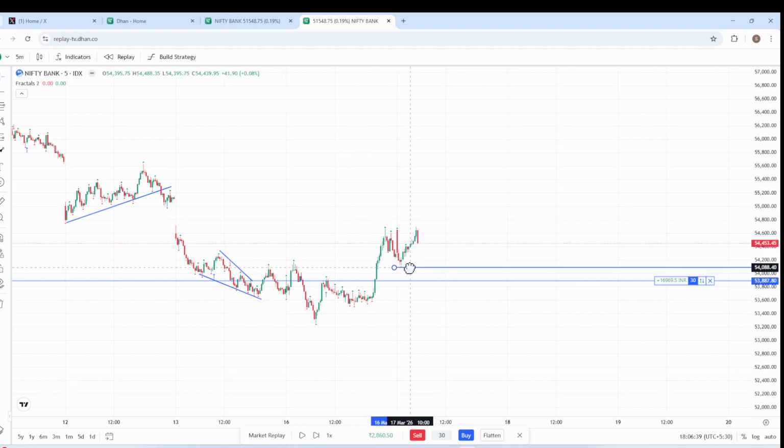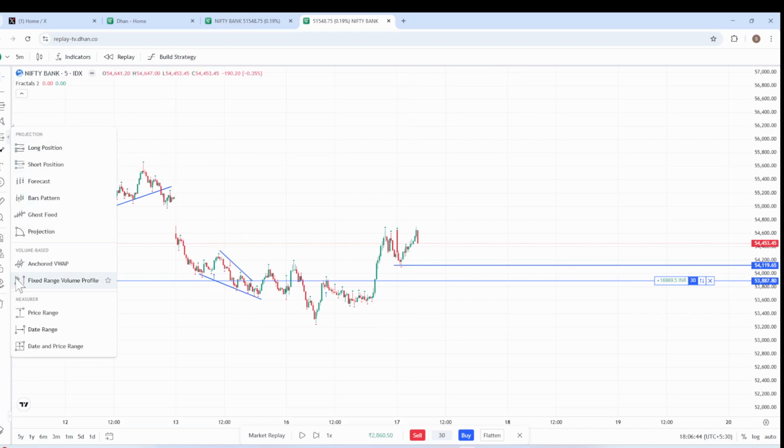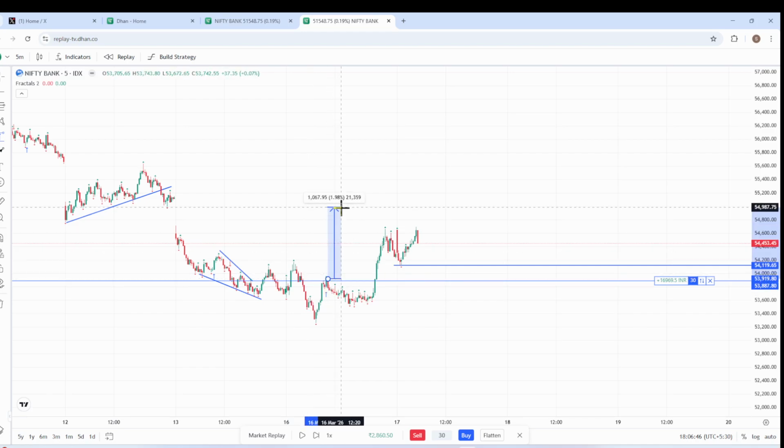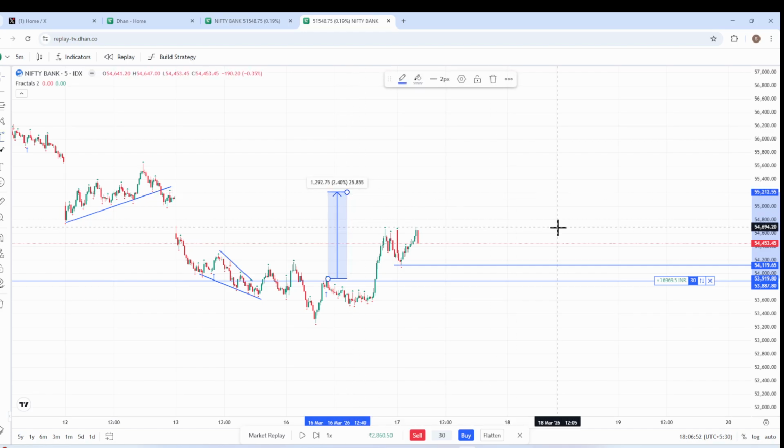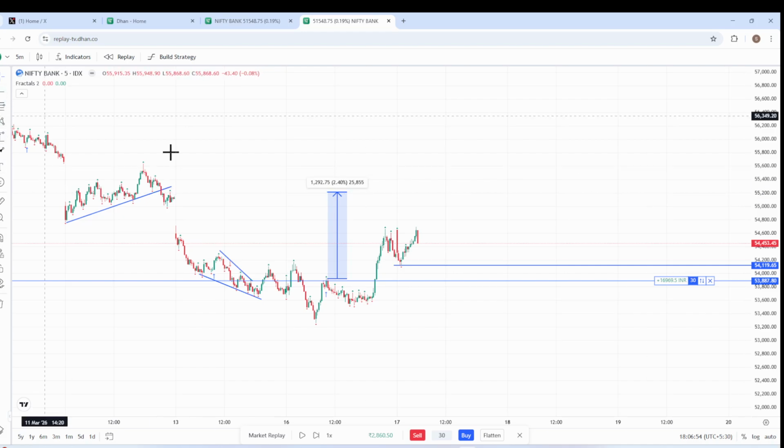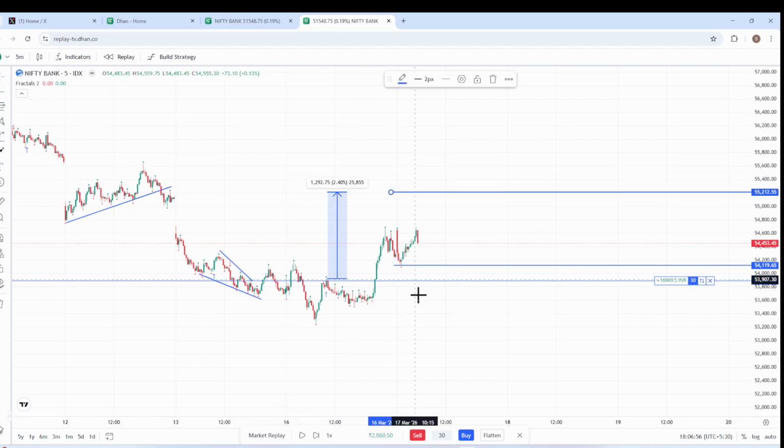Our next lower fractal is this. So now the price we were looking for is from this to 1,300 points, right? So I'll put this. Now the price has to go there and book it. Otherwise, it can book only some 200 to 300 points because we have trailed the stop to the lower fractal.